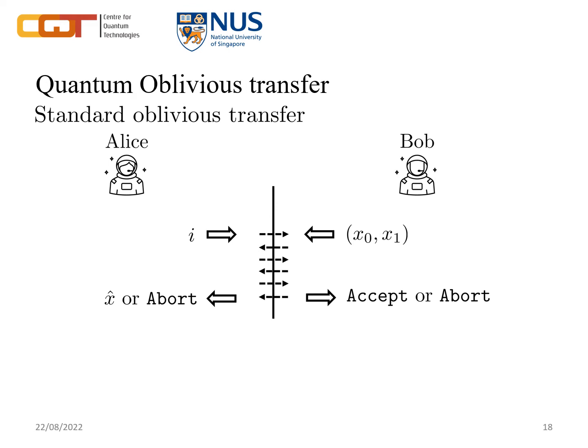Now, we introduce quantum oblivious transfer, which is the other ingredient of our reduction. We introduce the standard oblivious transfer, a variation of quantum oblivious transfer. In this variation, Alice inputs a request bit I and Bob inputs two data bits, x0, x1. After rounds of communication, Alice outputs x hat or abort, and Bob outputs accept or abort. Ideally, Alice learns and only learns xi from this protocol.